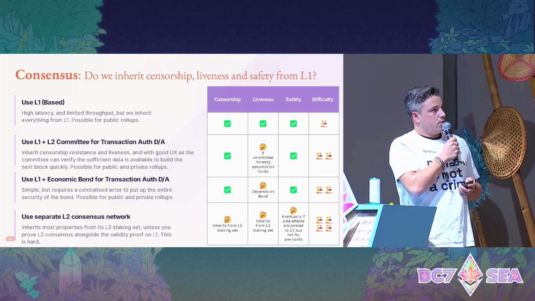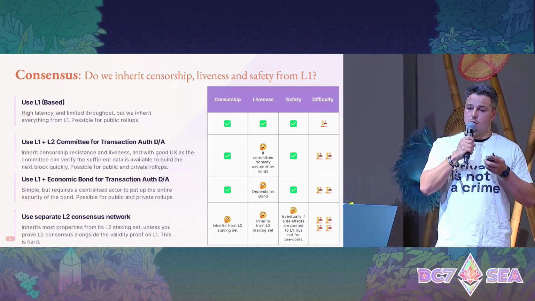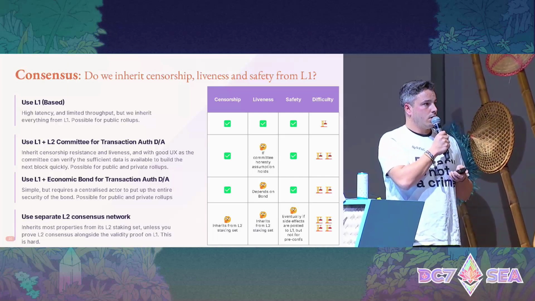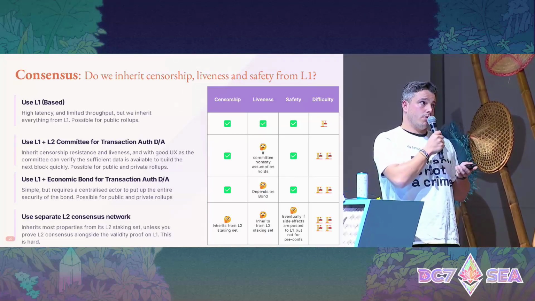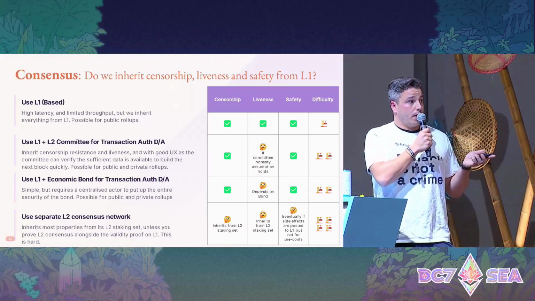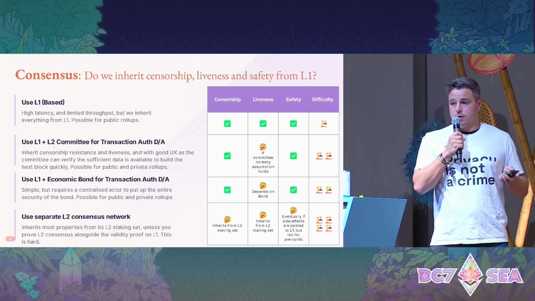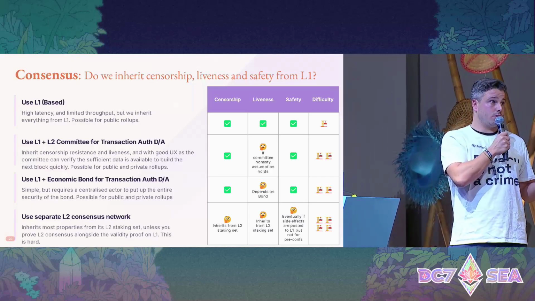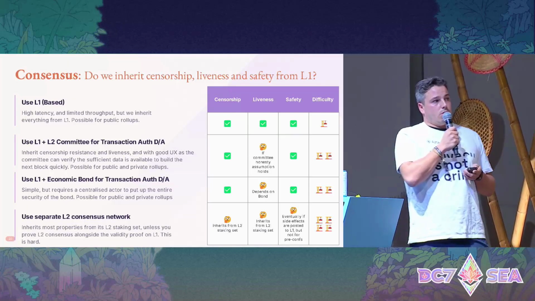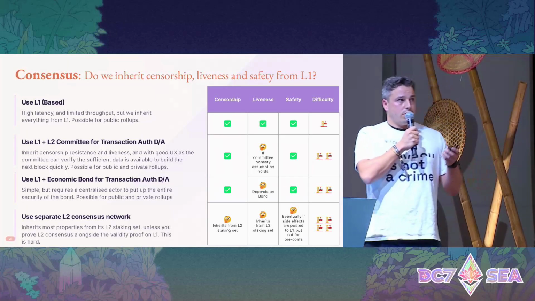Another alternative is to use L1 for ordering, but for the data which doesn't fit on L1, introduce a payload timeliness committee for the transaction auth data. This committee sticks around just long enough to make sure that a block can be proven. This is possible for public and private rollups, and it has some pretty nice properties. We get the censorship properties from L1 because L1 is deciding who's sequencer. Liveness properties are pretty good if the committee is still honest, and if you have a decentralized sequencer set, this is actually a pretty strong assumption. And we inherit safety from L1 as well.